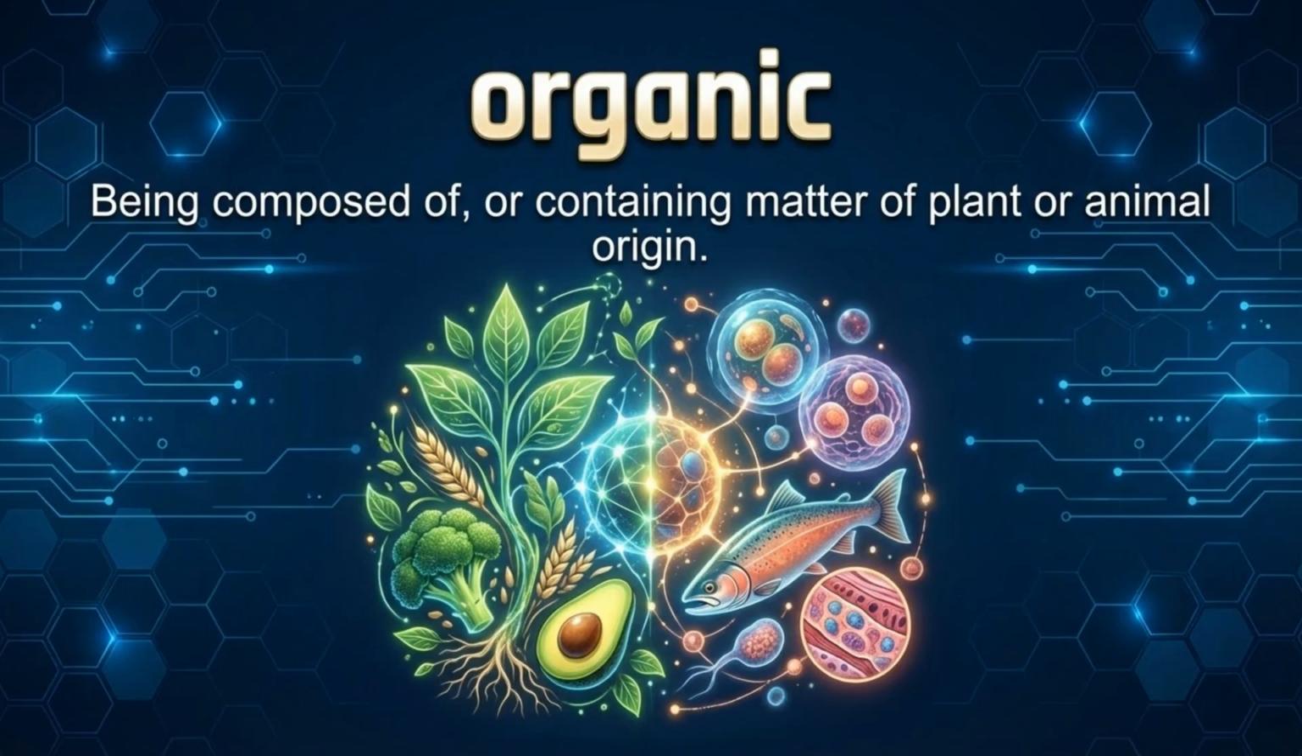First, organic refers to something being composed of or containing matter of plant or animal origin. Organic definition: food produced without synthetic pesticides, fertilizers, antibiotics, or genetic engineering. Examples: organic apples, organic milk, organic vegetables. Facts/stats. The organic food market in the US exceeds $60 billion annually. Humor. Sometimes organic food just means the carrot costs $4 instead of $1.